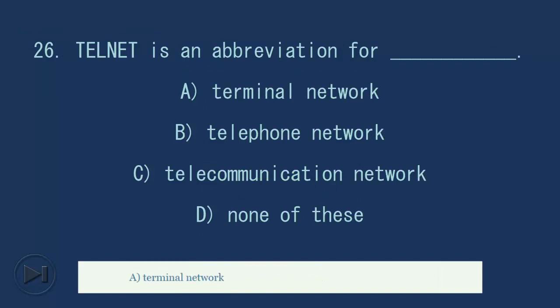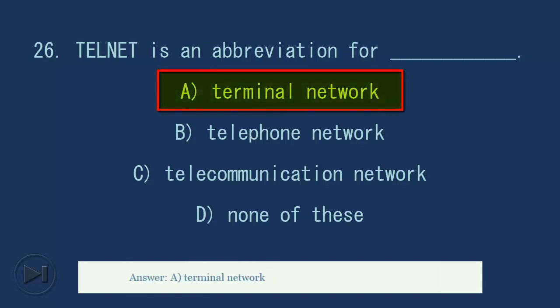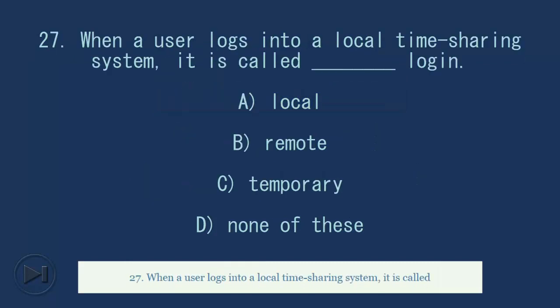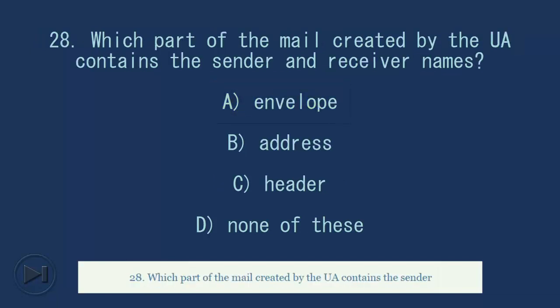A. Terminal network. B. Telephone network. C. Telecommunication network. D. None of these. Answer, A. Terminal network. 27. When a user logs into a local time-sharing system, it is called blank login. A. Local. B. Remote. C. Temporary. D. None of these. Answer, A. Local. 28. Which part of the mail created by the UA contains the sender and receiver names?